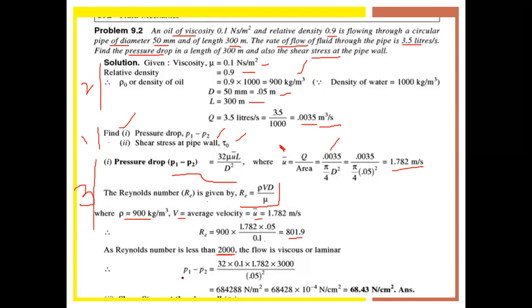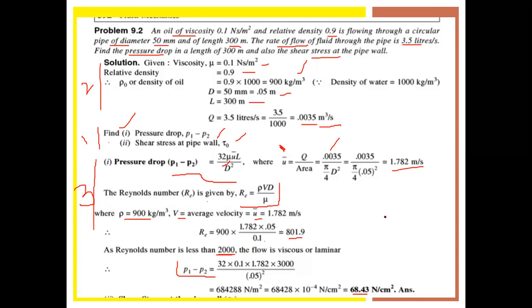Now apply here. Therefore, P1 minus P2 is equal to, substituting in the formula, 32 into mu into U bar into L divided by D square. Apply here and substitute. You are getting P1 minus P2 equal to 68.43 Newton per centimeter square. That is the pressure drop. Then what is the second thing you have to find?